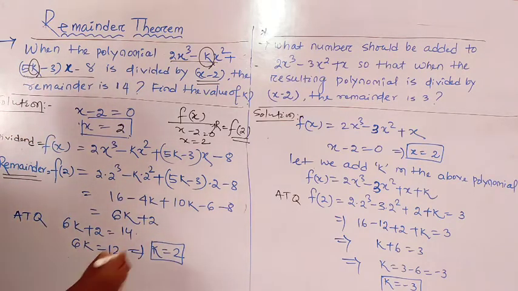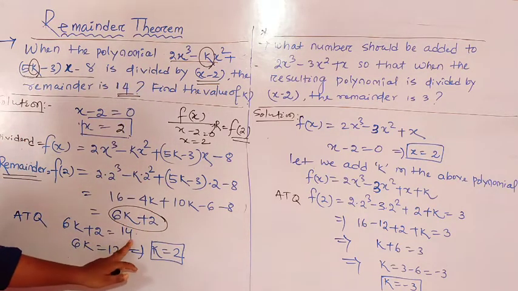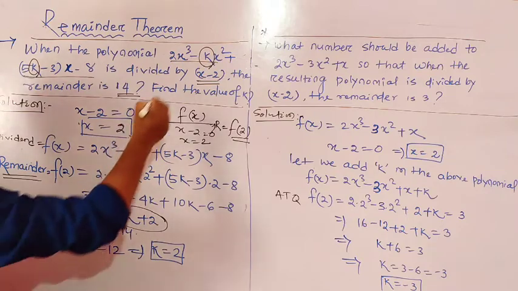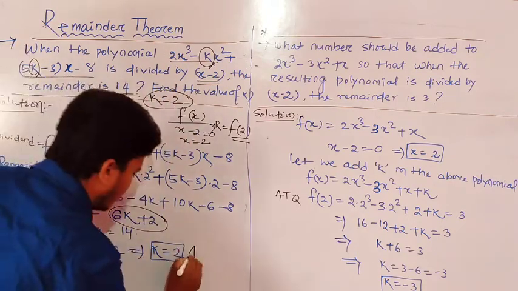Now this is the remainder, and this remainder equals 14. So 6k plus 2 equals 14. So 6k equals 14 minus 2, which is 12. So k equals 2. The value of k is 2. Yes, this is the answer.